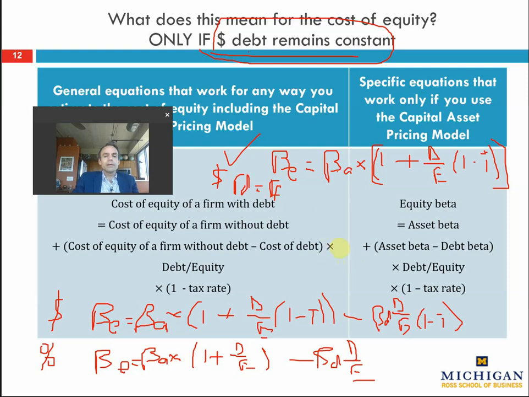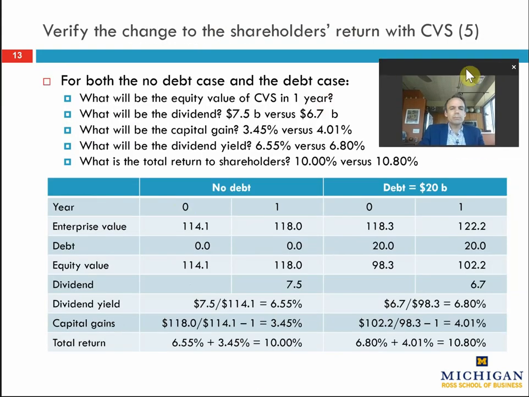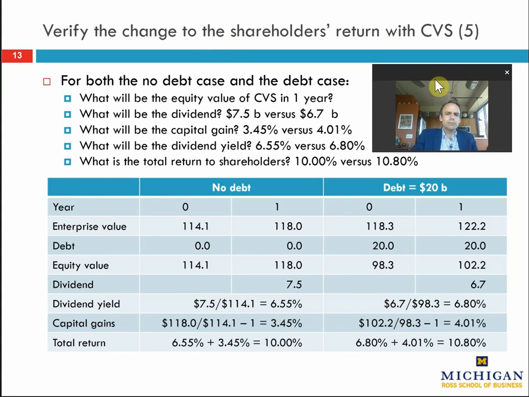Moving on, let's see if we can verify the shareholders' return with our CVS example. So if I move on, recall what we did in our earlier presentation for CVS. We said, I'm going to show you an equation for the cost of equity for CVS in a perfect capital market, but with some leverage. And I did a computation of what we would expect to observe, and then I did a computation of the value of shares in CVS at time 0, and then 1 year later at time 1, and we checked whether the total return to the shareholders comprised of dividends and capital gains actually matched the equation that we've computed.